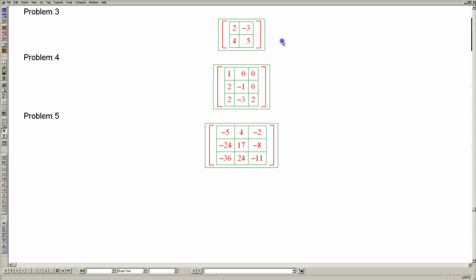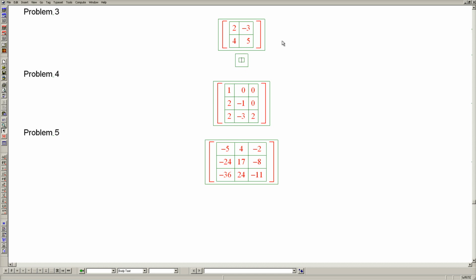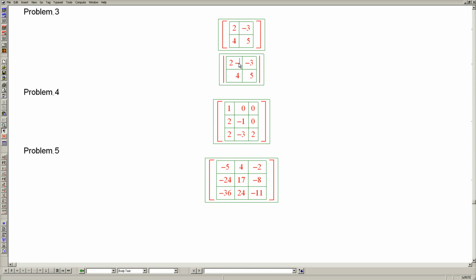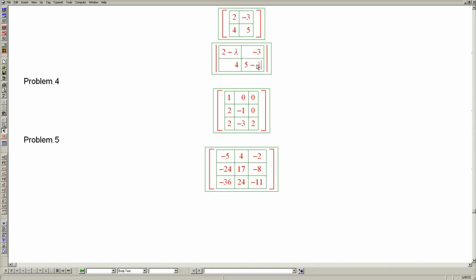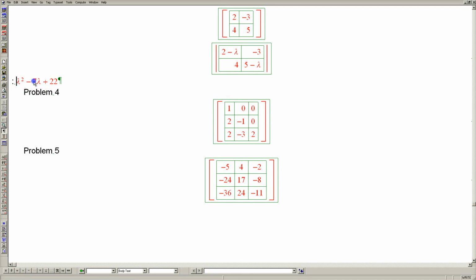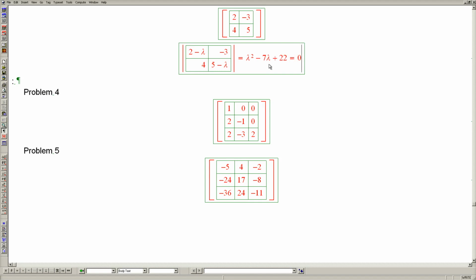Problem three. The point of this problem is to give you an example of a matrix with no real eigenvalues. So let's begin by subtracting lambda from the diagonal. Evaluating the determinant. And attempting to solve this quadratic equation.